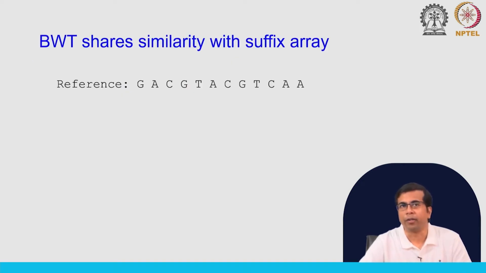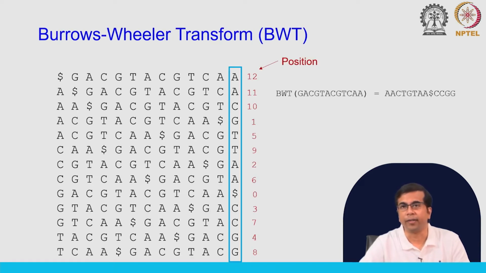Before we go there, I will just quickly mention one point. If you look carefully, you will see BWT actually shares similarity with the suffix array. Let us take the same example of the reference sequence that we discussed in the last class. This is the reference, we go through the whole process that we discussed in the last class, and we generate this matrix, and this BWT is the last column, and we have the position here.